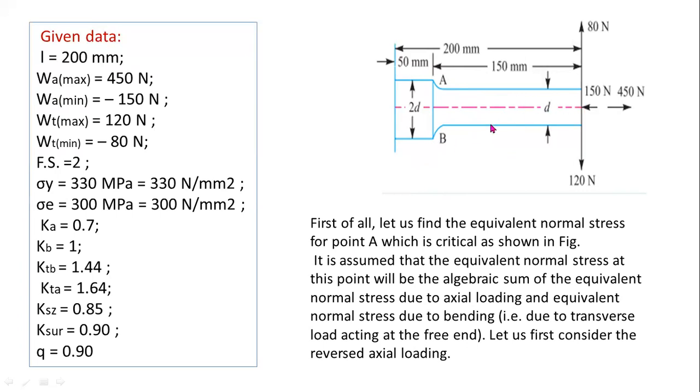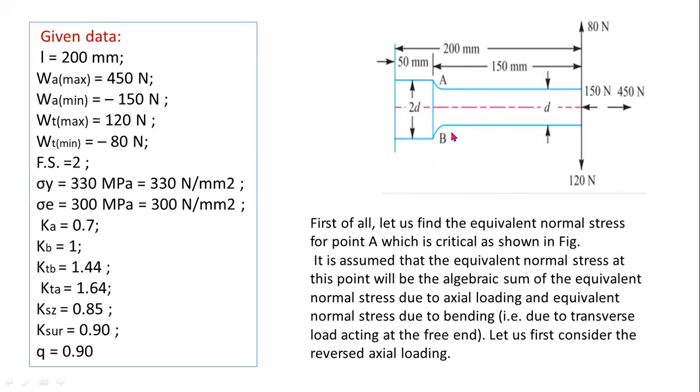Once again I repeat, the diameter is 2d. Here the diameter is d, small d. Maximum stress will occur at smaller cross-sectional areas.